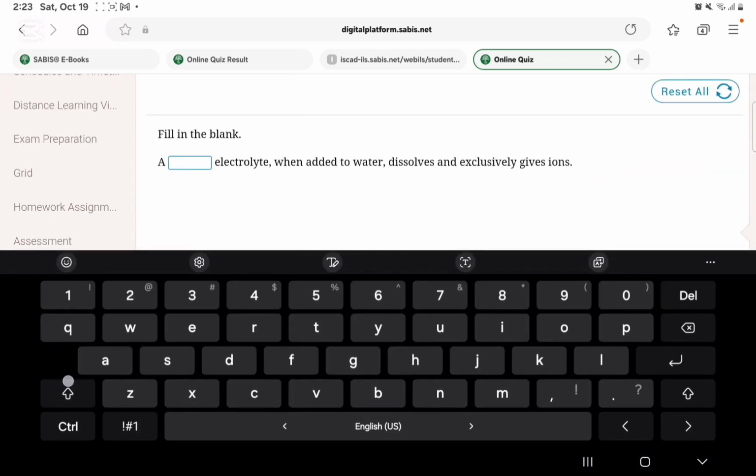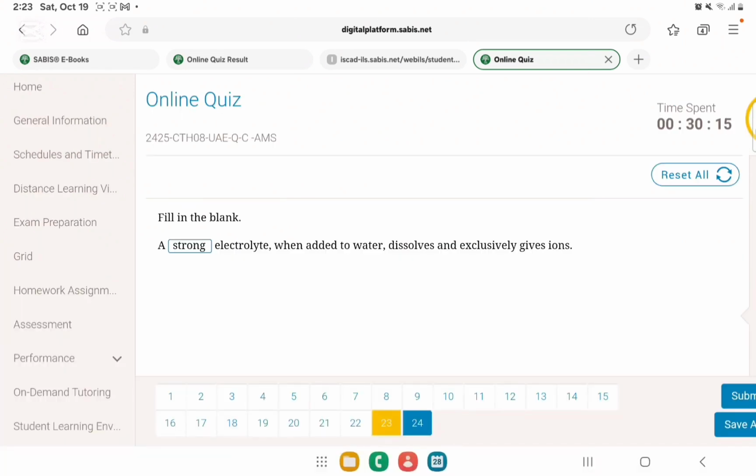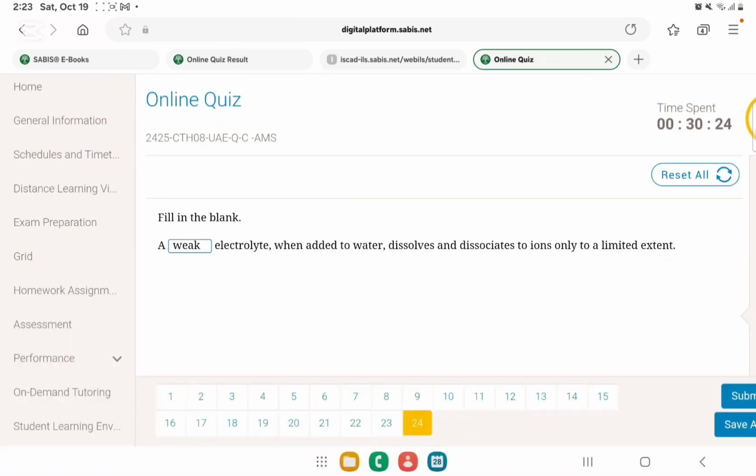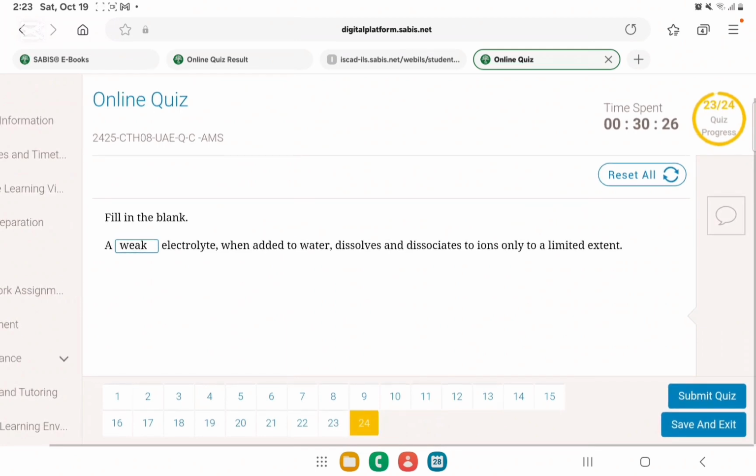Okay? Then here, again, a strong electrolyte, when added to water, dissolves and exclusively gives ions. A weak electrolyte dissolves and partially dissociates to ions.